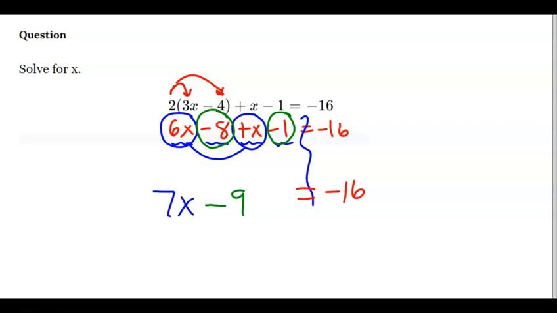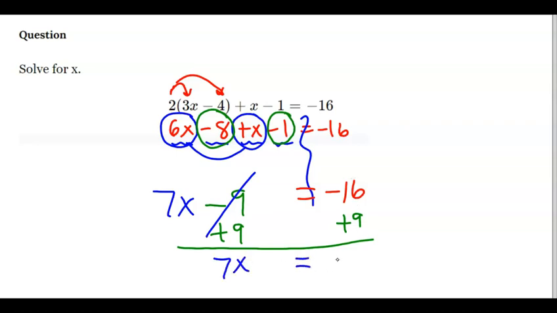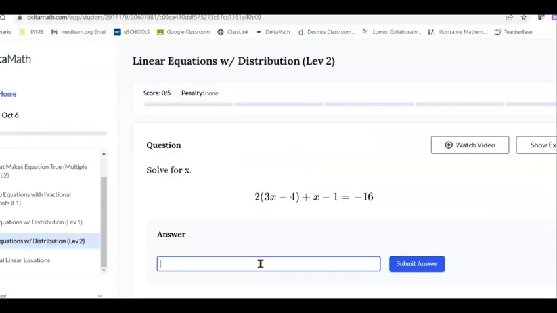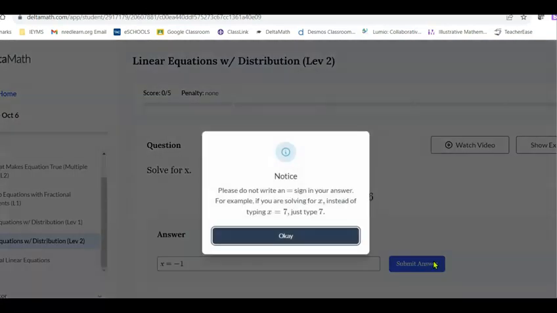First, I'm going to clear my constant here by doing the inverse operation, which will be plus 9. And then I'm going to rewrite. 7x remains, equals remains, and then we need some math over here. It's going to be negative 7. I divide by my coefficient, and I get my final answer, negative 1. Again, this problem required us to distribute and combine like terms.